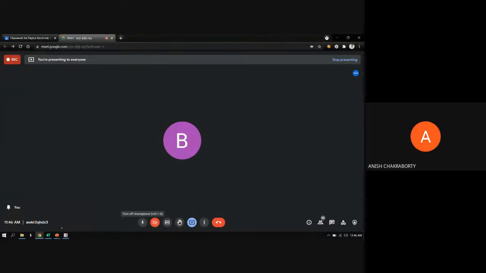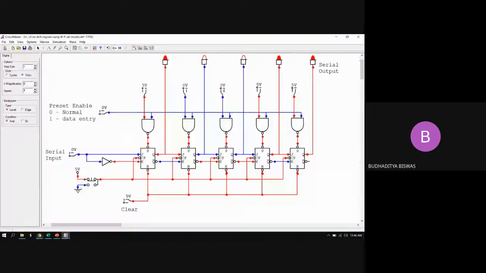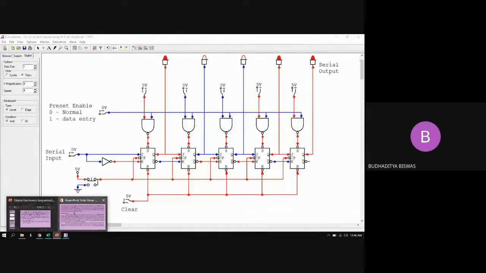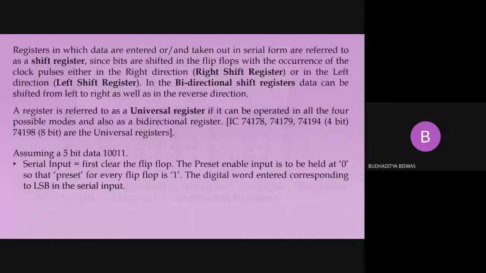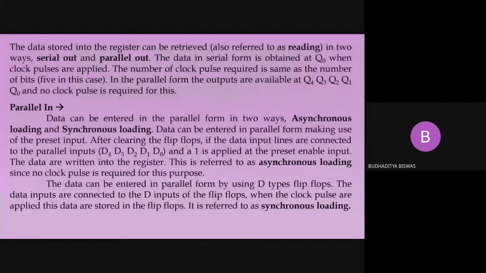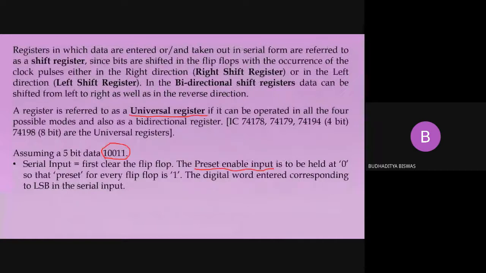Yes, sir. So this one is actually showing here. This one is showing here. Okay, how to enter the data.